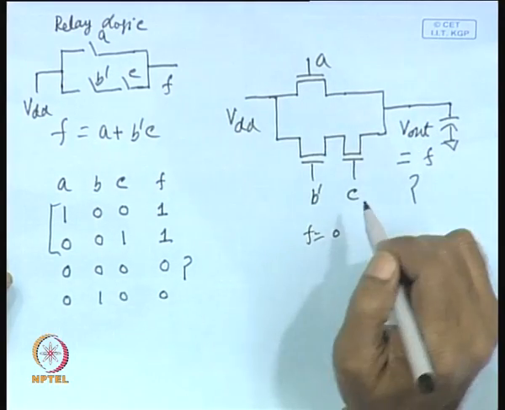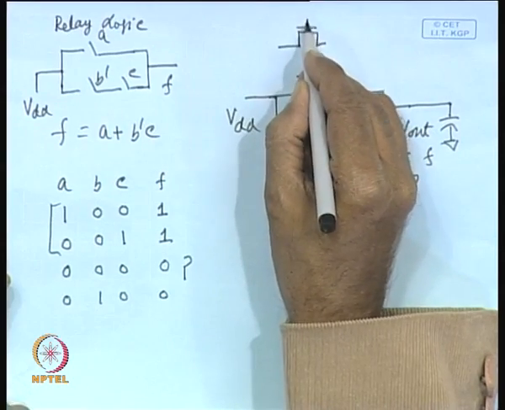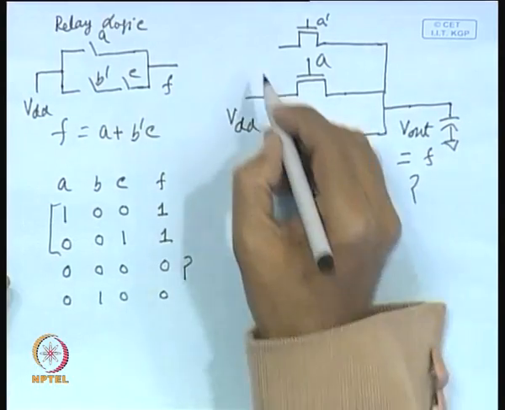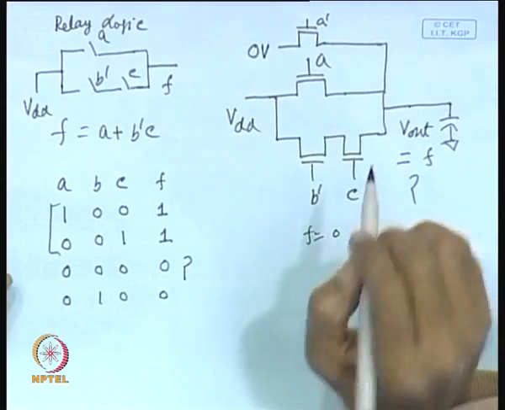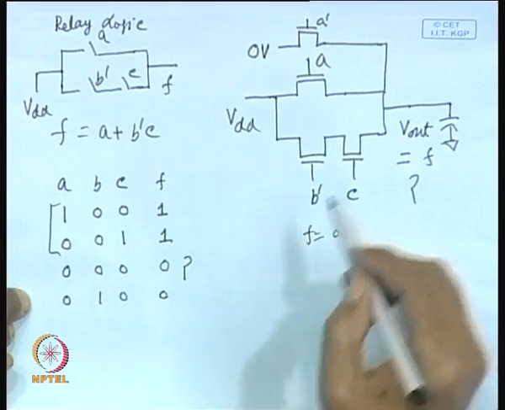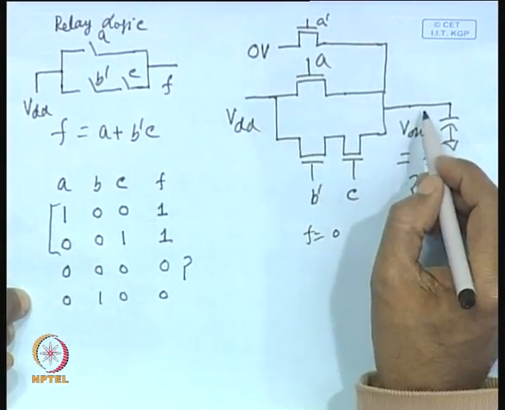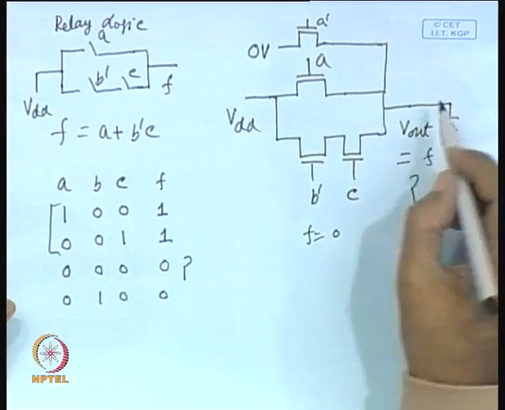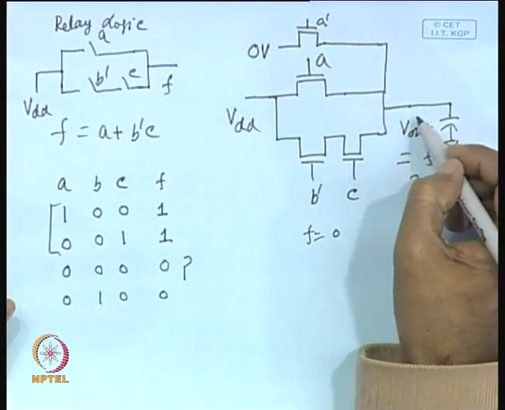So, what we can do, we can provide this kind of thing, say A dash is connected, and we provide 0 here, 0 means 0 volt. Now, as you can see, if we apply any other input combinations, then for this input or this input, it will produce a 0 output, because this switch will now close and discharge the capacitor to 0 level.